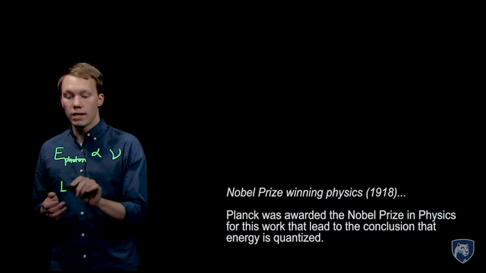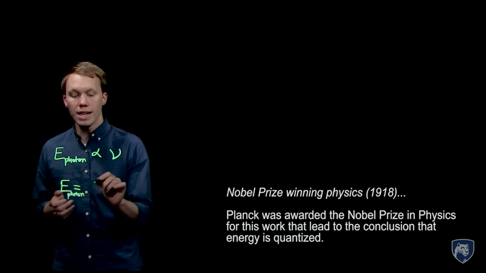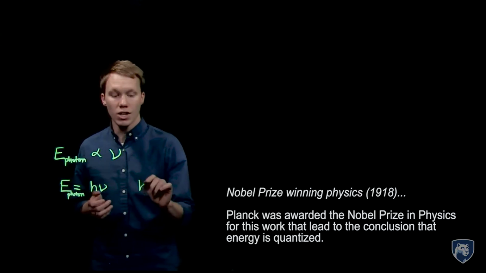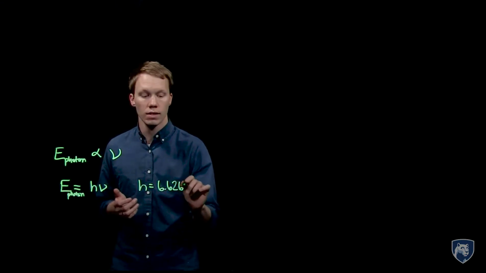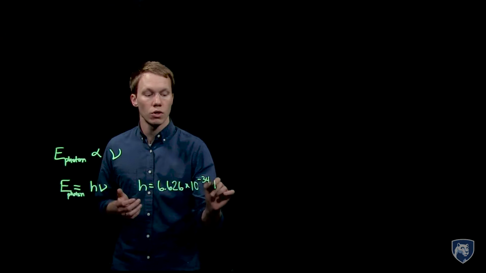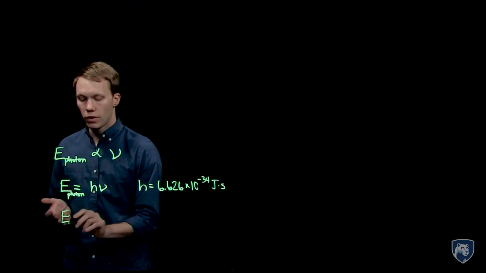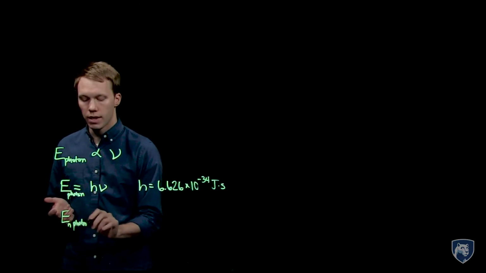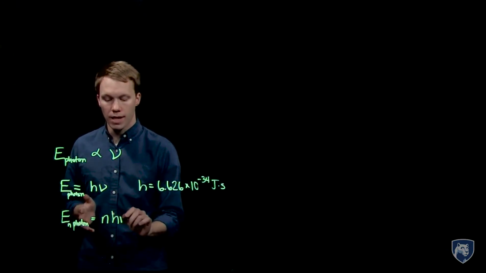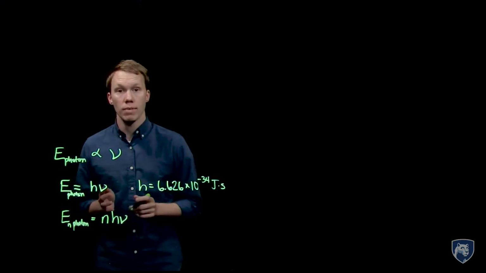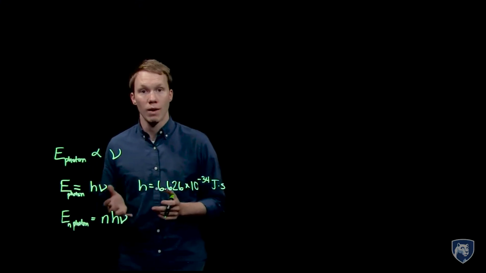So he even went on and in 1900 published a paper that said that the energy of a photon was equal to h nu, where h is what we know as Planck's constant, a number that's calculated to be 6.626 times 10 to the minus 34th joule seconds. And if we want to know the total energy of photons in a system, the energy of n photons is going to be equal to the number of photons times h nu. And n here is going to be an integer value. We can't have less than one photon, so it would be an integer value greater than or equal to 1.